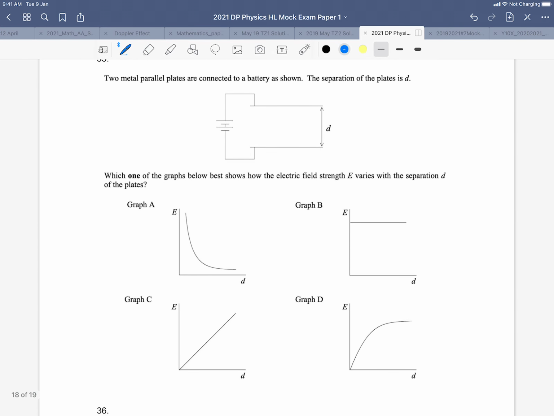Okay, here we have also topic 10, the electric field between two metal plates, change in potential over change in distance. Here we have a constant EMF applied across the plates, and the distance is d. How does the electric field strength vary with d? Well, that's just an inverse proportional relationship.